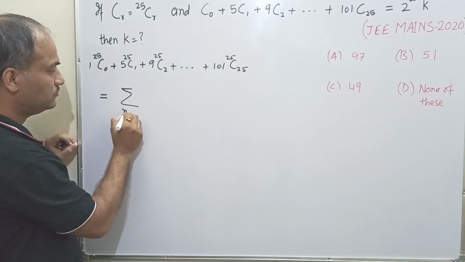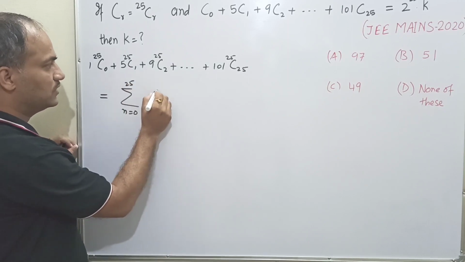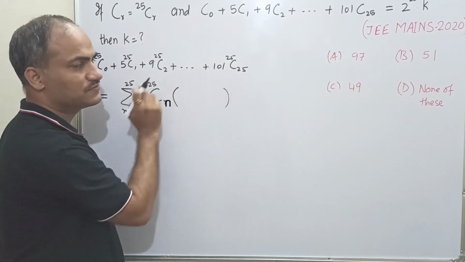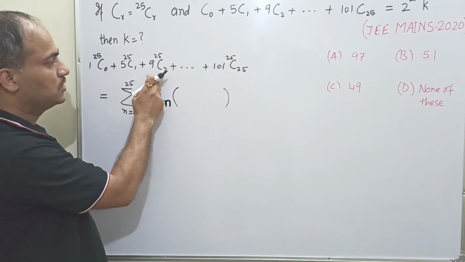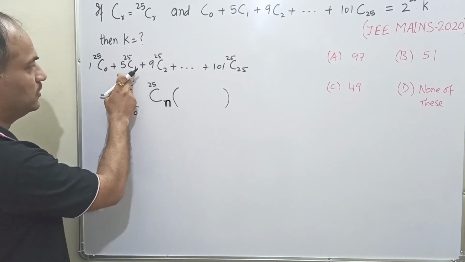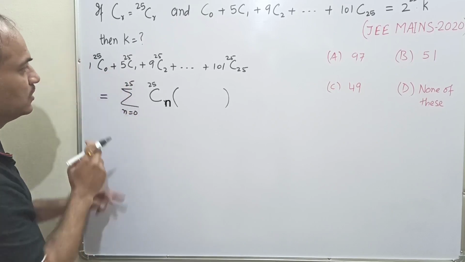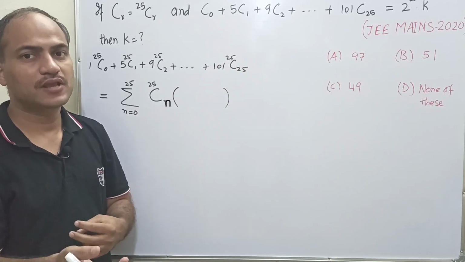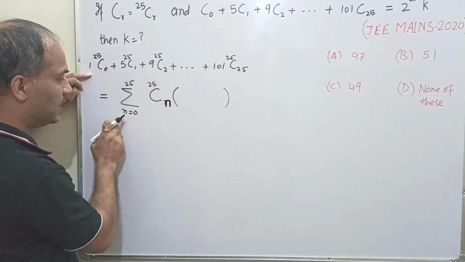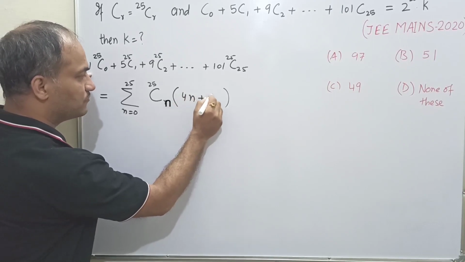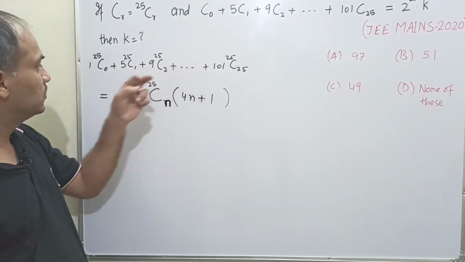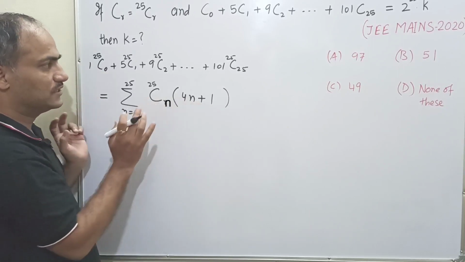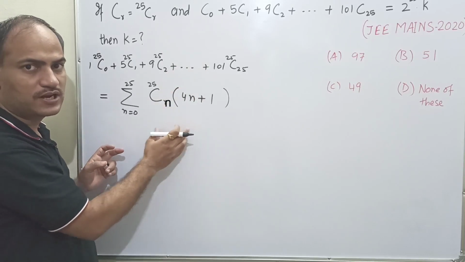So this can be n equal to 0 to 25 of 25Cn times (4n plus 1). 25 into 4 is 100, plus 1 is 101. 2 into 4 is 8, plus 1 is 9. 1 into 4 is 4, plus 1 is 5. So we can see everywhere 4 times n is multiplied and then plus 1. Here also you can see 4 into 0 is 0, 0 plus 1 is 1. So this series can be written in summation form like this.